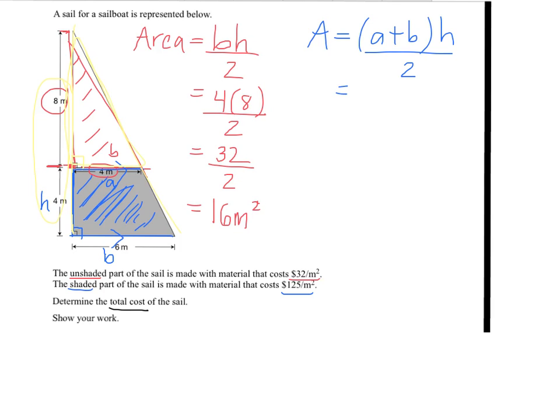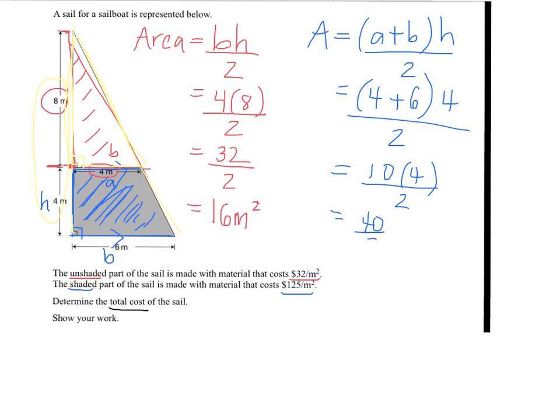Okay, so let's plug it in. A, we said, was 4 plus B, which is 6, multiplied by the height, which is 4, all of that divided by 2, and we need to follow BEDMAS. So 4 plus 6 is 10, multiplied by 4, divided by 2. 10 times 4 is 40, divided by 2 equals 20 meters squared. So the shaded part is 20 meters squared and the unshaded part is 16 meters squared.